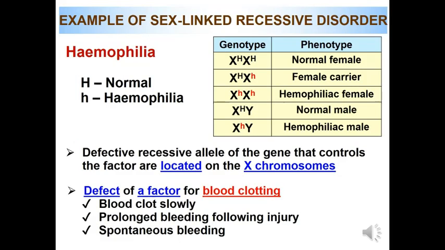One example of sex-linked recessive disorder is blood clotting disorder, hemophilia. Recessive allele that may cause hemophilia is denoted as lowercase h, while a normal allele is capital letter H. Either one of these alleles may be located on the X chromosome only. Inability of blood to clot is due to lack of blood clotting factor. This may cause longer time taken for blood to clot, therefore losing more blood due to prolonged bleeding. Spontaneous bleeding may also occur due to any light injury.